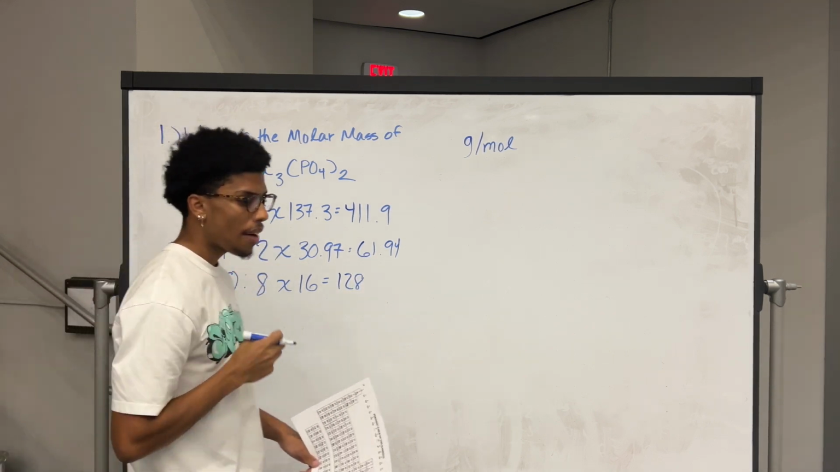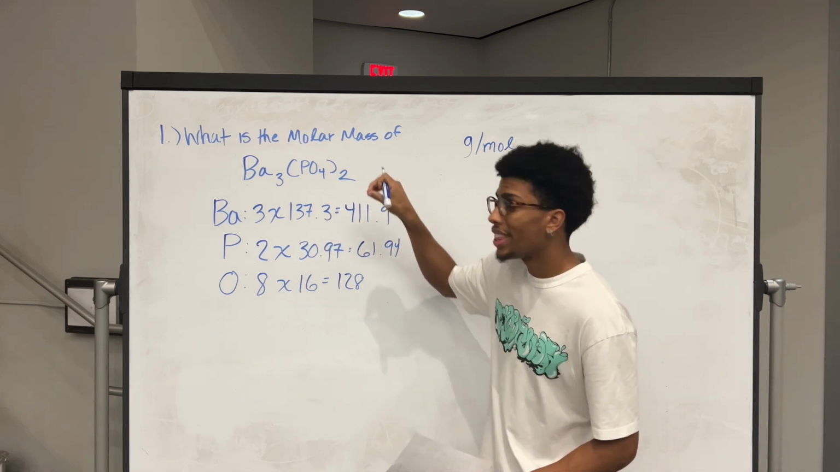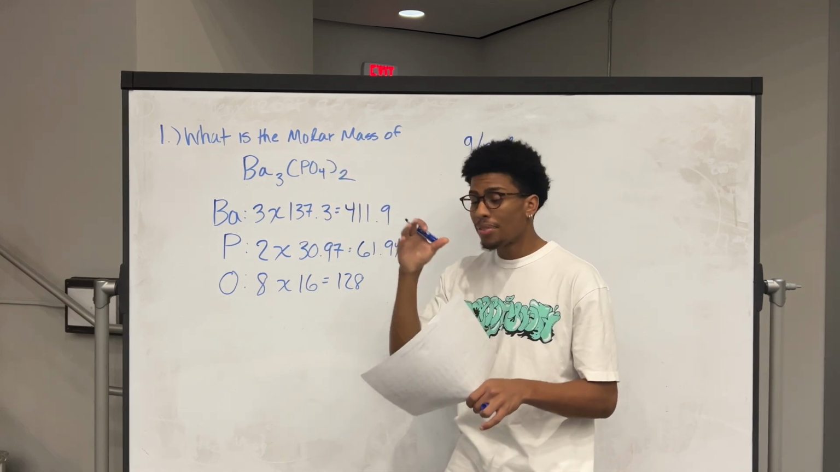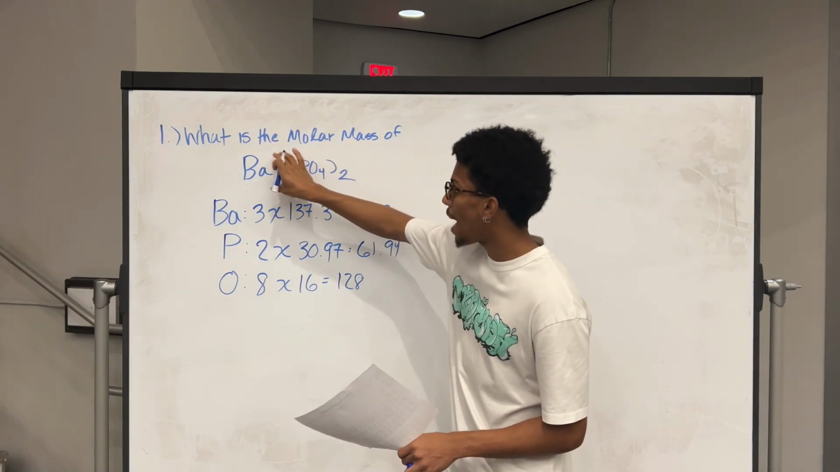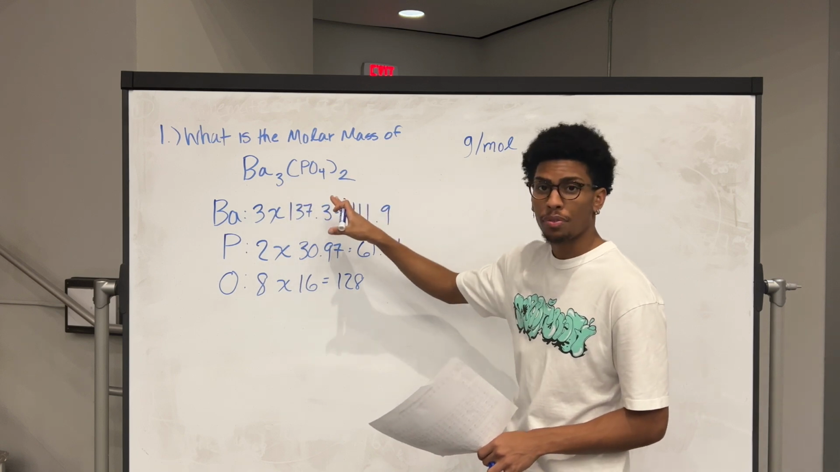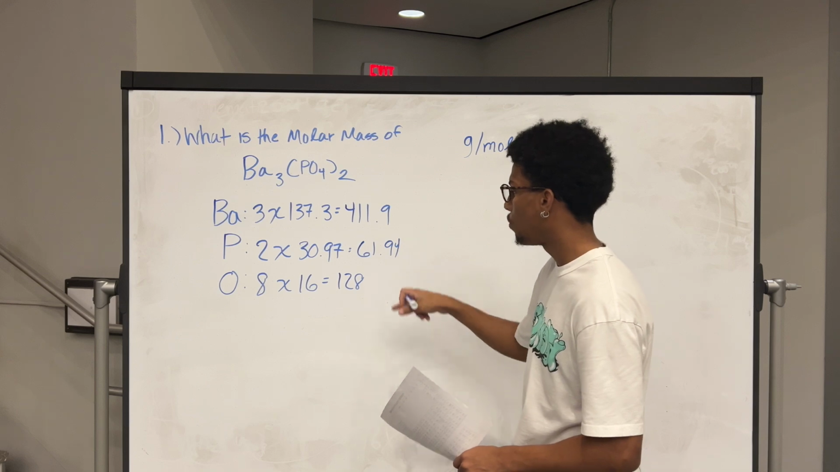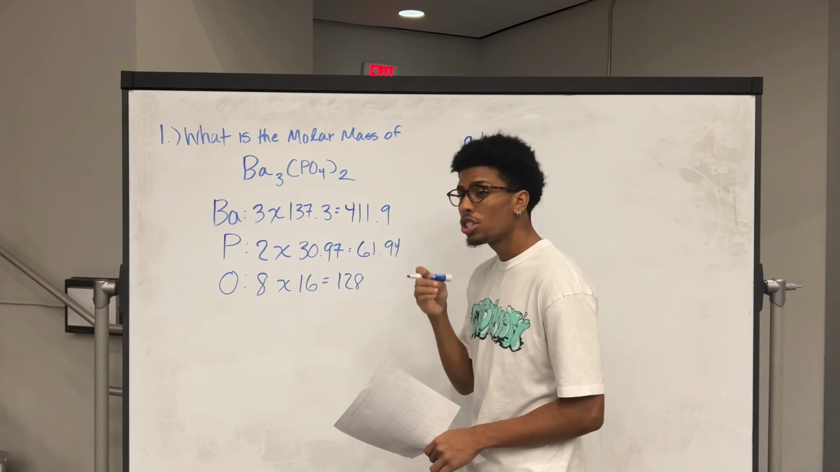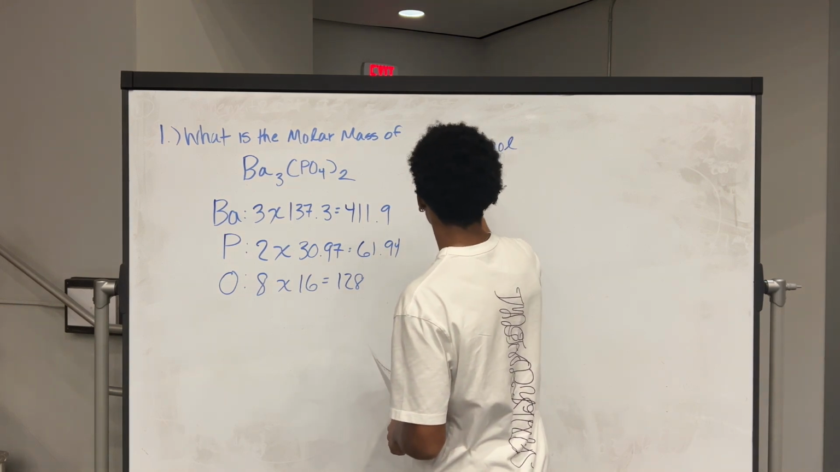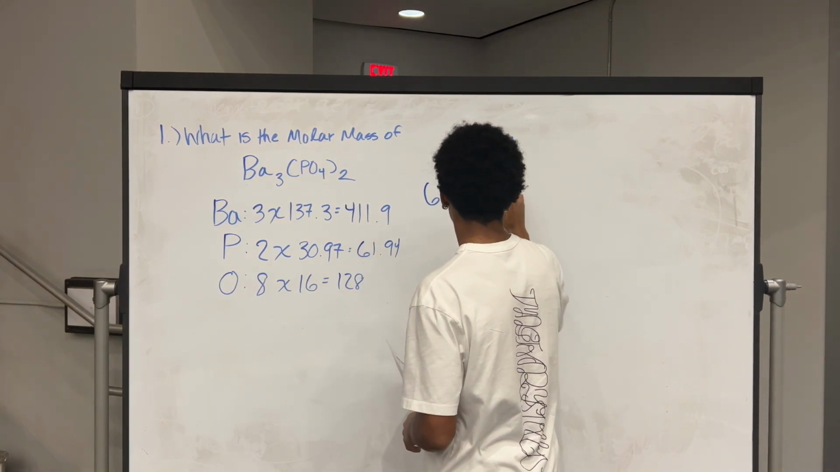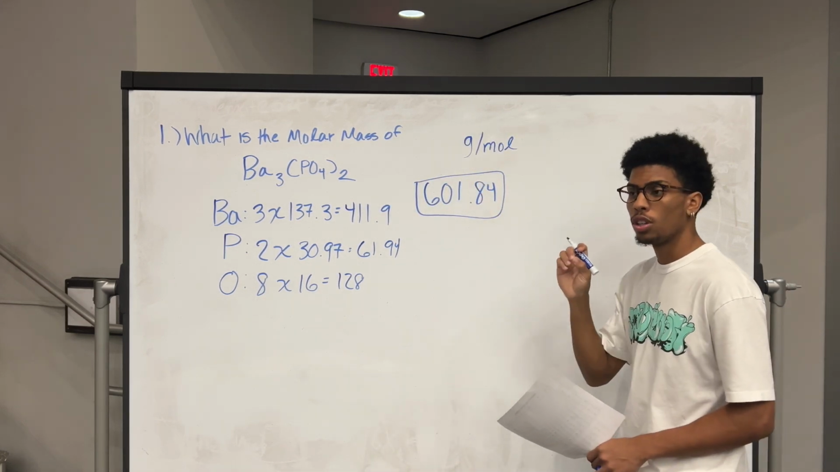And so now that you have these values, you've figured out the mass of each of these elements within this compound. Now you just have to add up each of these masses together to give you the entire molar mass of barium phosphate. So 411.9 plus 61.94 plus 128. And you simply just have to plug that into your calculator and you're going to get 601.84. And remember, this is in grams per mole.